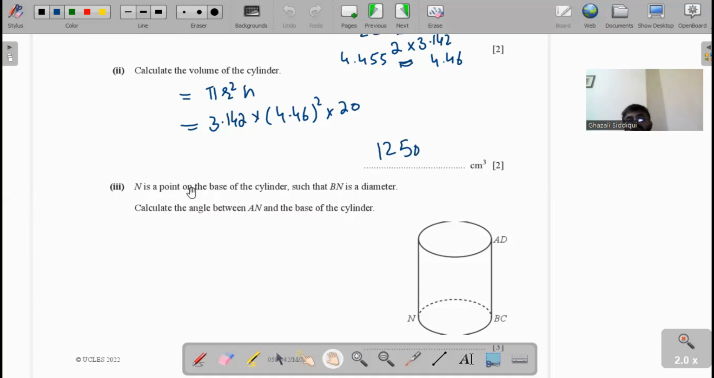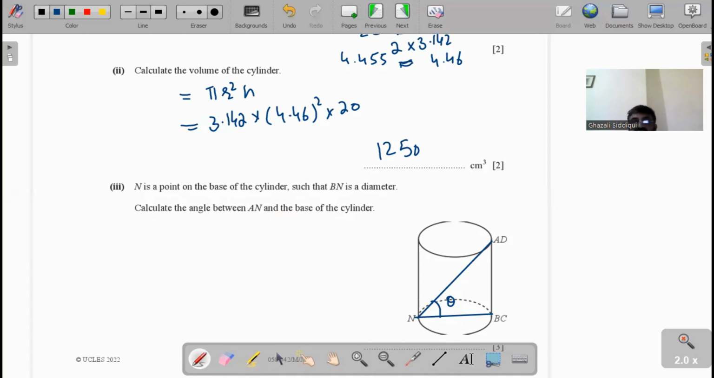Part C. N is a point on the base of the cylinder such that BN is the diameter. Calculate the angle between AN and the base of the cylinder. Now here the base of the cylinder is this, and this line is AN. We have to calculate the angle between them. Suppose that this is angle theta.